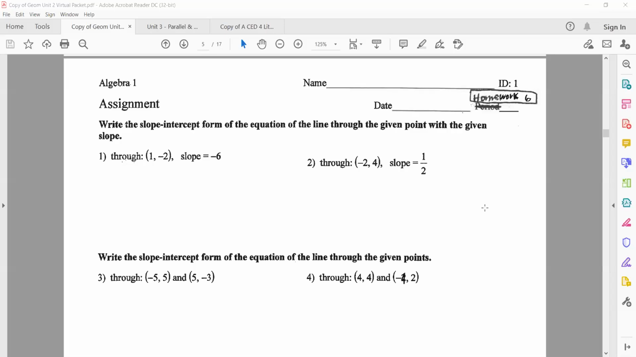All right, good morning, everybody. We are at the end of week 2 now. This is geometry still.